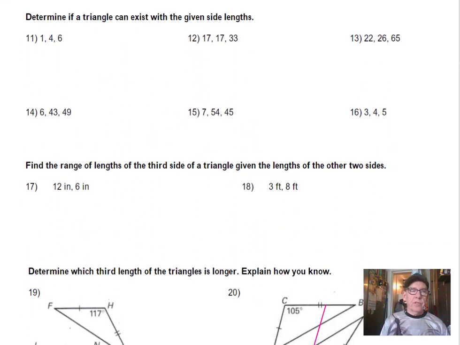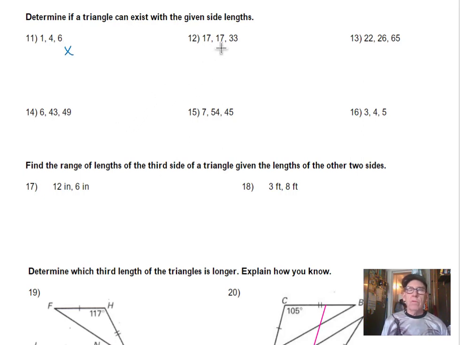Talking about whether triangles can exist or not with given side lengths, the sum of any 2 has to be greater than the third. So if I look at combinations here, 1 and 6 is a 7, 4 works. 4 and 6 is a 10, 1 works. And 1 and 4 is a 5, but 6 doesn't work. So let's see that. 1 plus 4 is 5, but we have a 6. The sum of any 2 has to be greater than the third. So that one's not going to make a triangle.